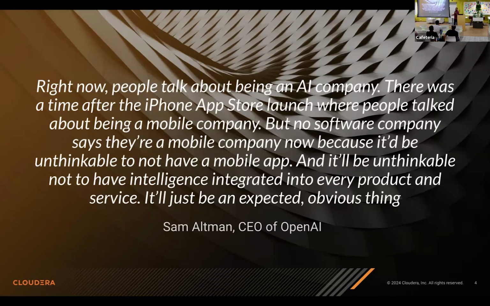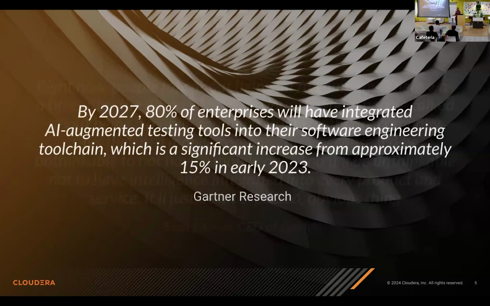And Sam exactly says that in a matter of few years, everybody has to be using generative AI for everything they are doing. If not, they'll 100% go out of business. The same applies to developers and QE. If you are not using generative AI, you will be out of business soon. By 2027, you can see that 80% of the enterprises will have, I'm talking about QE here, the same applies for development.